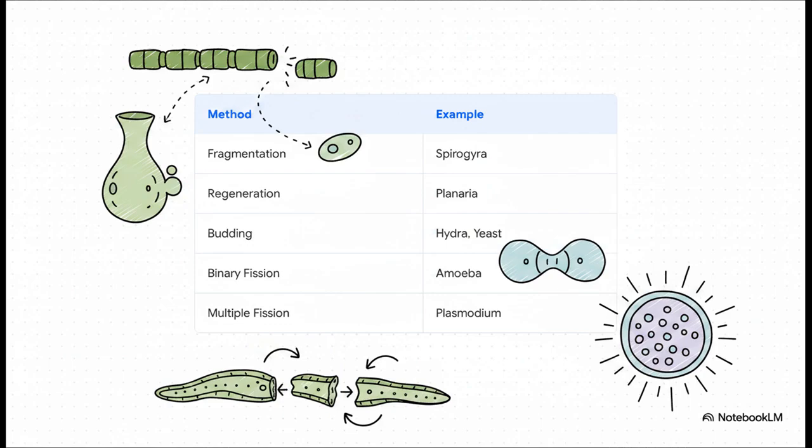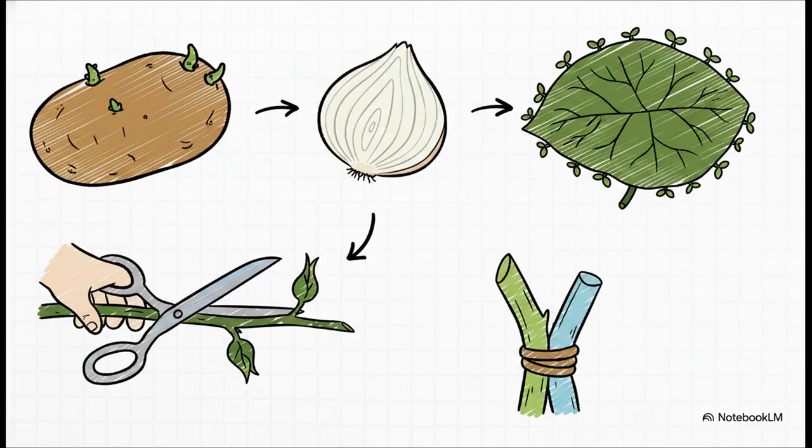Now, higher plants have their own brilliant asexual tricks, bypassing seeds entirely by using their natural body parts. For example, a potato is actually a stem tuber, an onion is a bulb, and a bryophyllum plant literally grows tiny new plants right off the edges of its leaves. It's wild. And you know what?